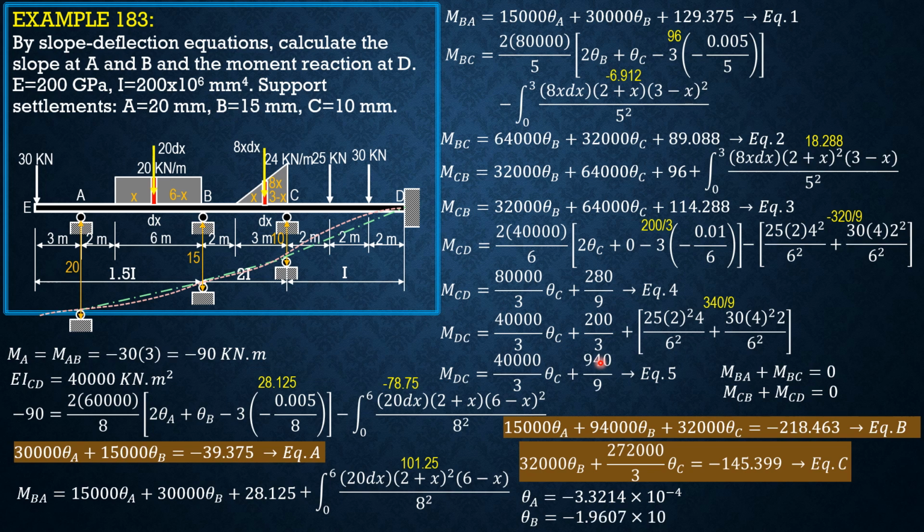Theta B is negative 1.9607 times 10 to the negative 3 radians. Theta C is negative 9.1164 times 10 to the negative 4 radians. So that's it for this slide, and we'll continue by solving. So we have answered slope at A and B, and we will answer moment reaction at D. Moment reaction at D is the negative of moment DC. Take note of that.